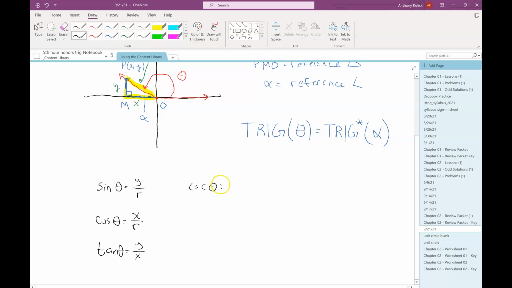Cosecant theta is the reciprocal of sine, so it's hypotenuse, or r, over opposite, y. Secant theta is the reciprocal of cosine, so that's hypotenuse, or r, over adjacent, which is x. And then cotangent theta is the reciprocal of tangent, so that's going to be adjacent, x, over opposite, y.